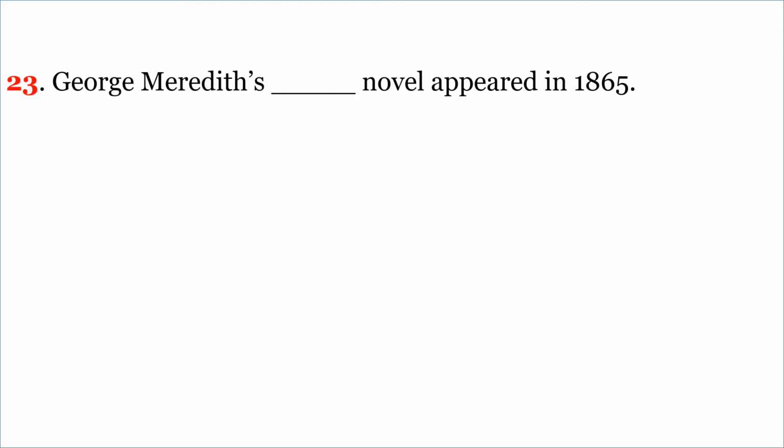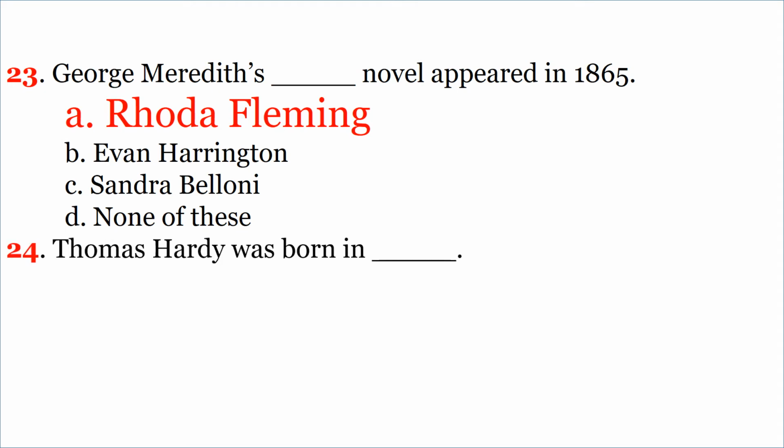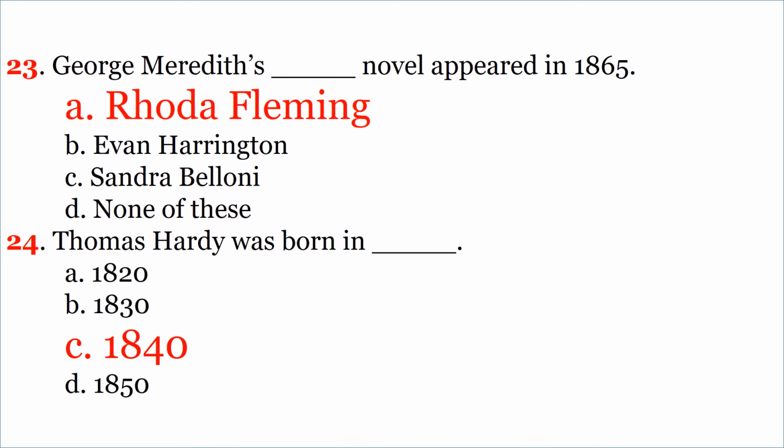George Meredith's dash novel appeared in 1865. The correct option is A. Rhoda Fleming. Another very important question. Thomas Hardy was born in. The correct option is C. 1840.